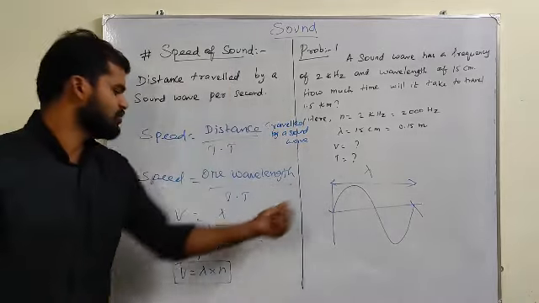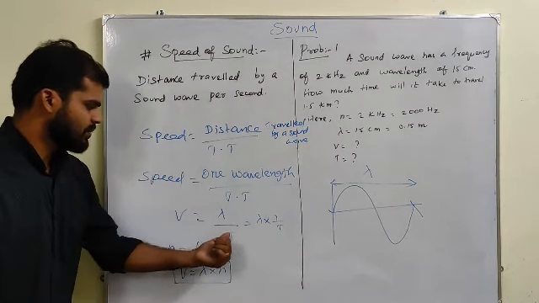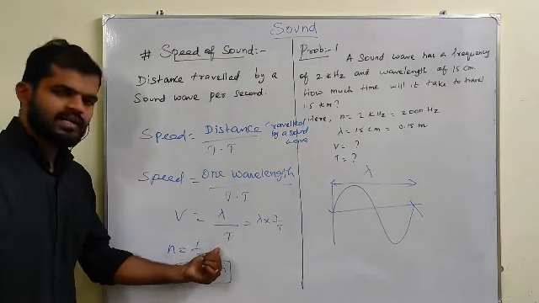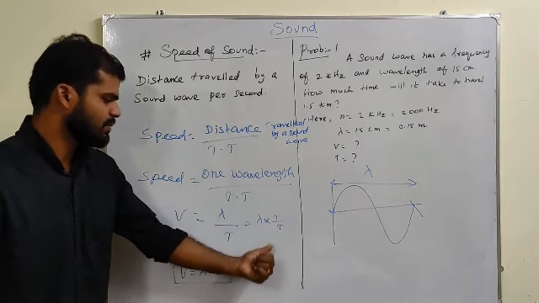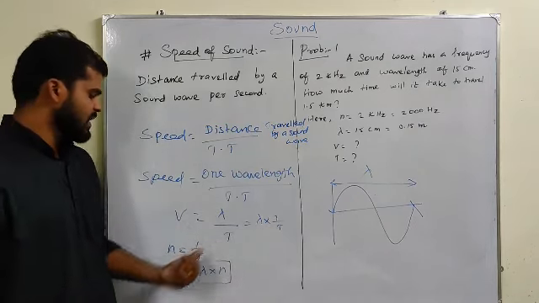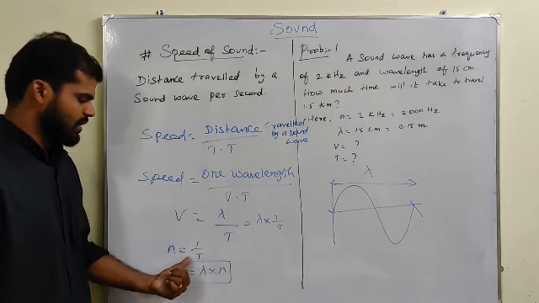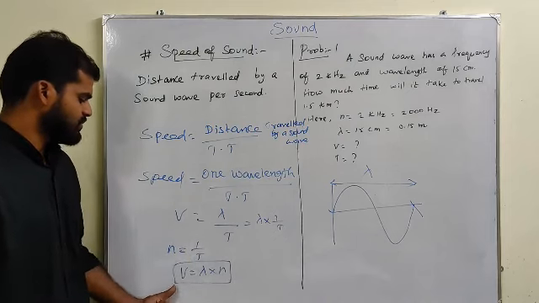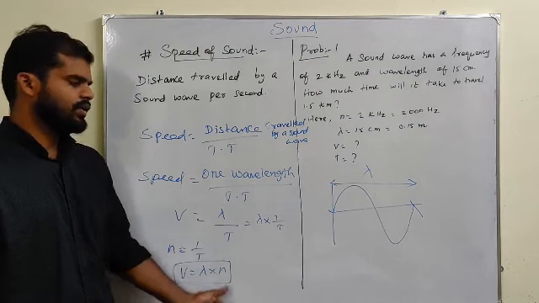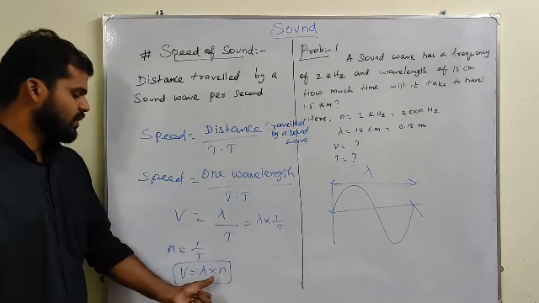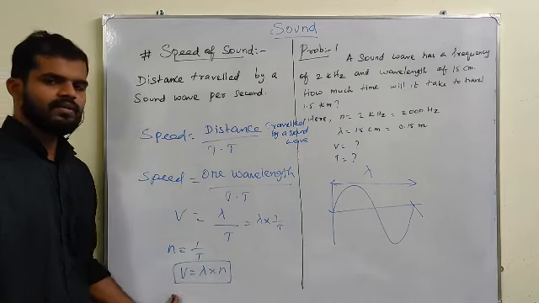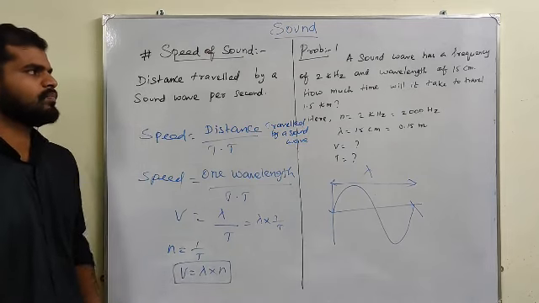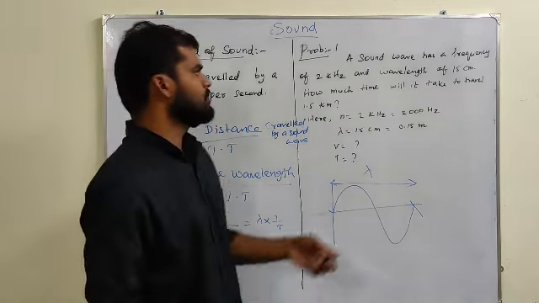So the wavelength is taken as lambda, divided by time taken, which is t. So lambda by t. This can be written as lambda into 1 by t. As you know very well, n is equal to 1 by t. So just substitute, v is equal to lambda into n. So when you know the value of lambda and frequency, which means wavelength and frequency, we can easily find out speed of sound. Let's solve one problem.